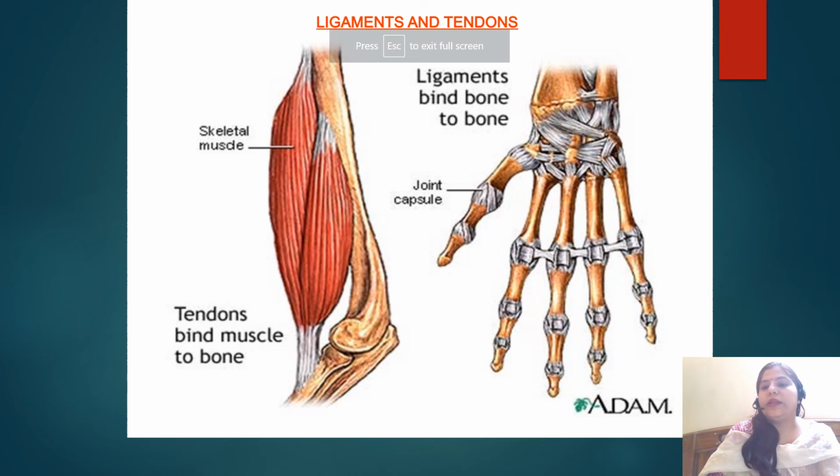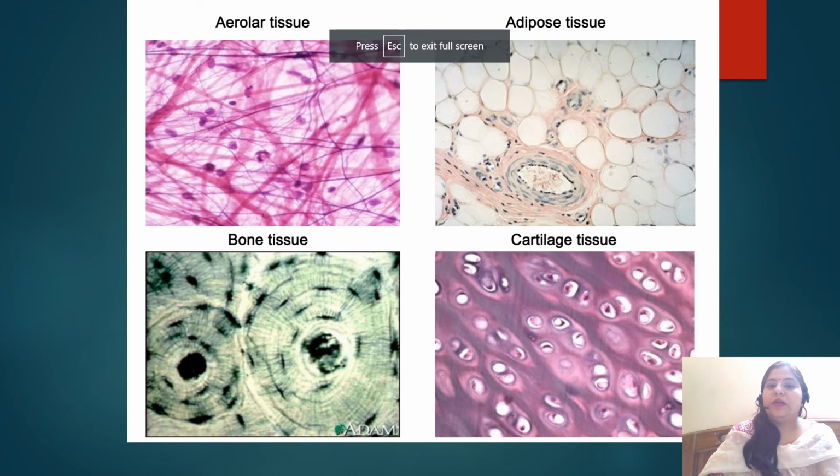Okay. Next is the structure of the areolar tissue, adipose tissue, bone, cartilage. Cartilage is also a type of connective tissue, and this cartilage is present in your nose and your ear pinna, and they are also flexible connective tissue.